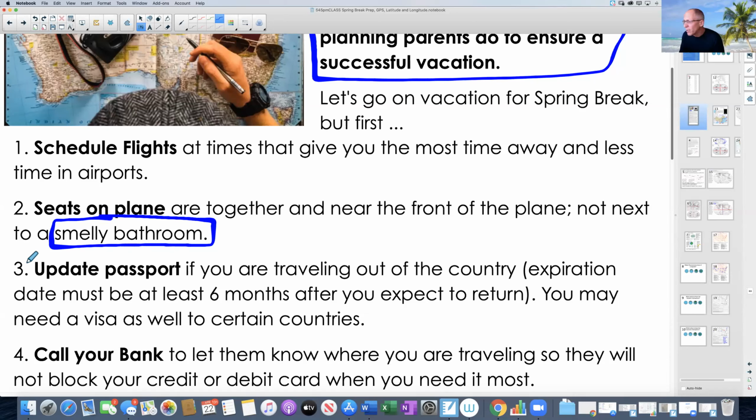The most important thing, in my opinion, is not to be next to a smelly bathroom on the airplane. I know that you might think that's silly, but have you ever been sitting near a smelly bathroom on an airplane? Actually, yes. Claire says yes, and I have to tell you, I wanted to jump off the plane, but I didn't have a parachute, so I didn't do that. So in order to prevent that, you can actually plan ahead.